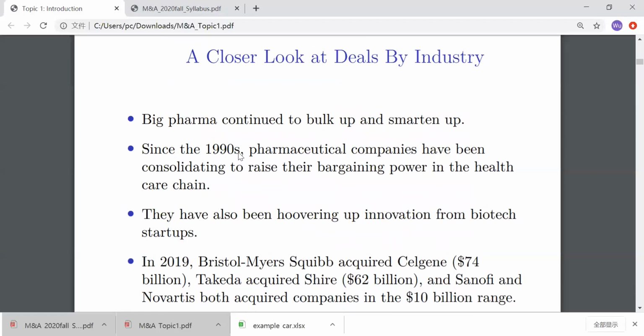Now, we can take a closer look at the deals by industry, right? The pharma industry continues to buck up and smarten up. Buck up means that the pharmaceutical companies are consolidating. Smarten up means the pharmaceutical companies have been integrating technology from biotech startups. And that can also explain why business services and computer software have been the top target sectors.